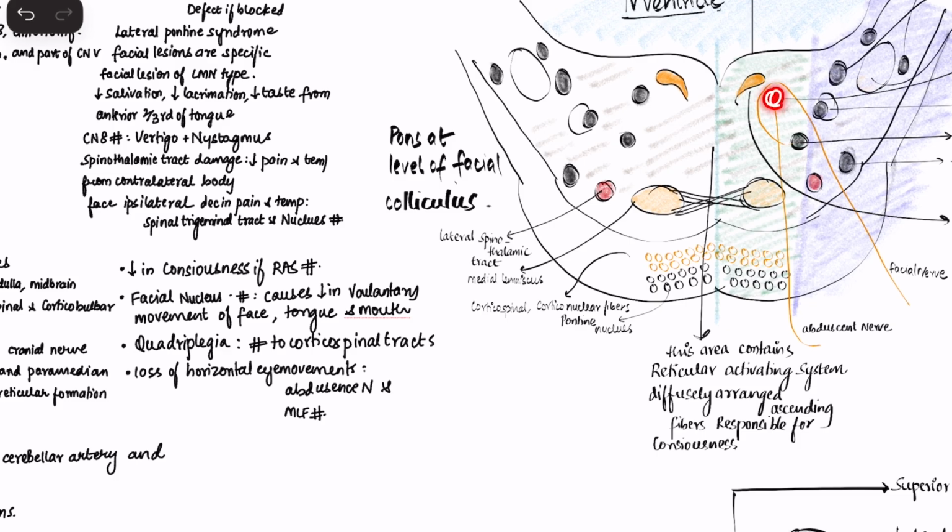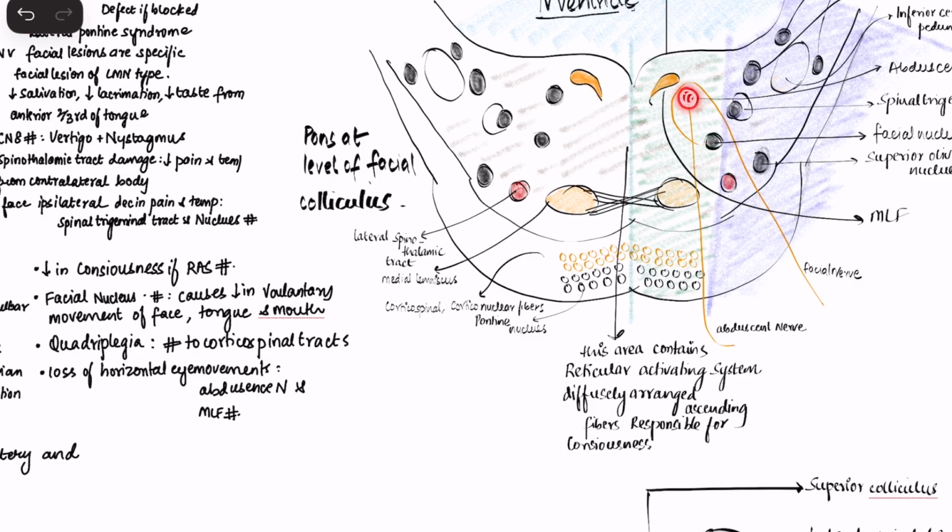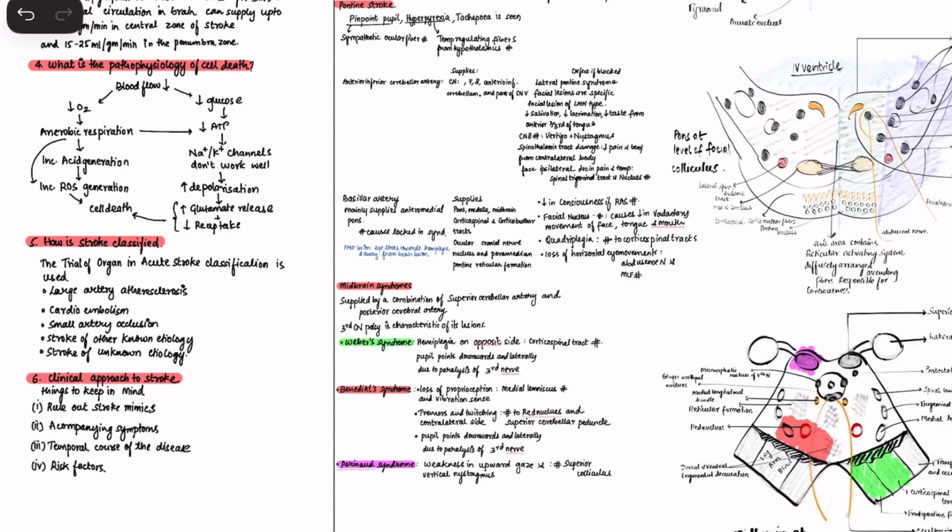Now, since the facial nerve nucleus per se is damaged, it causes a decrease in voluntary movements of the face, tongue, and mouth. Then there is quadriplegia, simply because there is damage to the corticospinal tracts. These are the motor tracts that come from the cortex and go to the spinal cord and muscles. So since this is damaged in the medial aspect, there is quadriplegia. And since the abducens nucleus is damaged, there is horizontal eye movement loss. So if you find these symptoms, think of it as a pontine stroke.